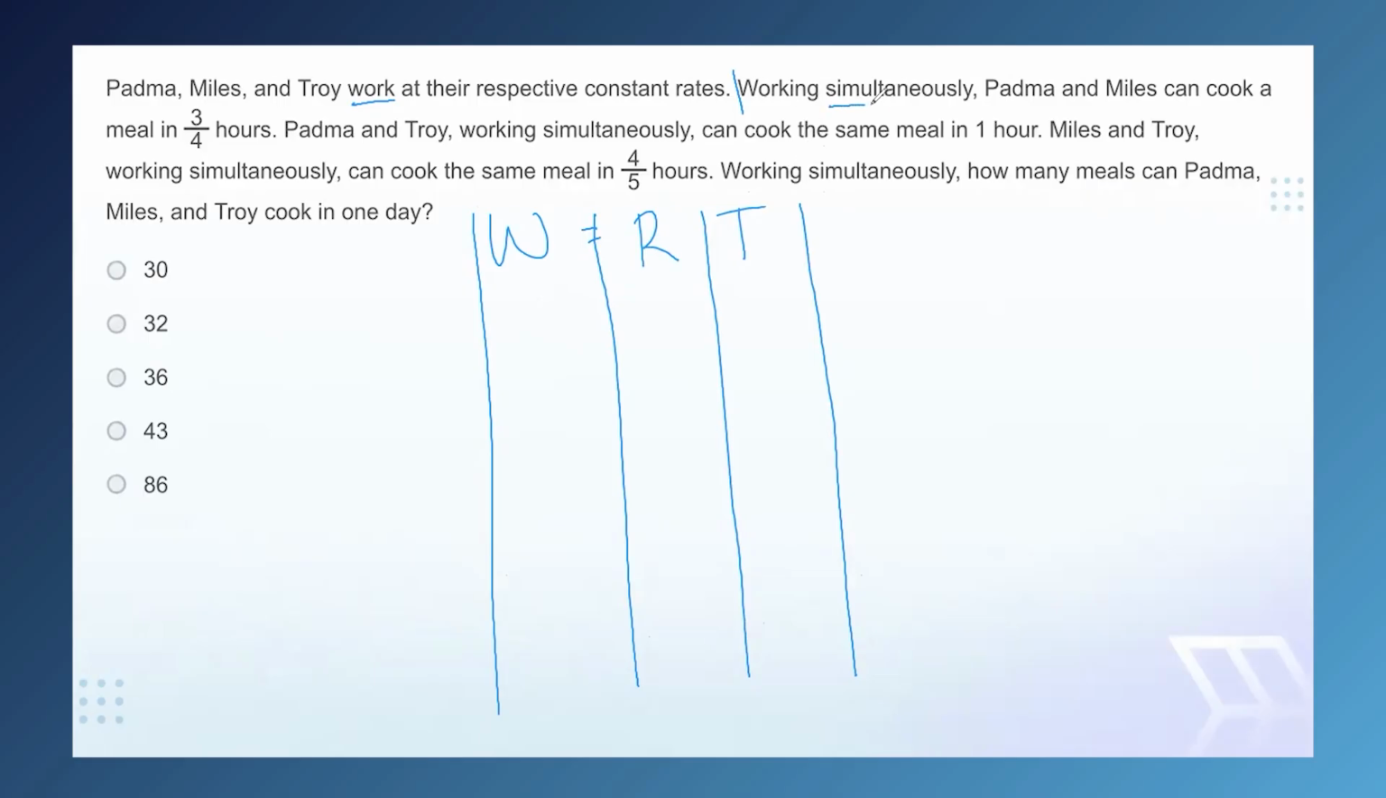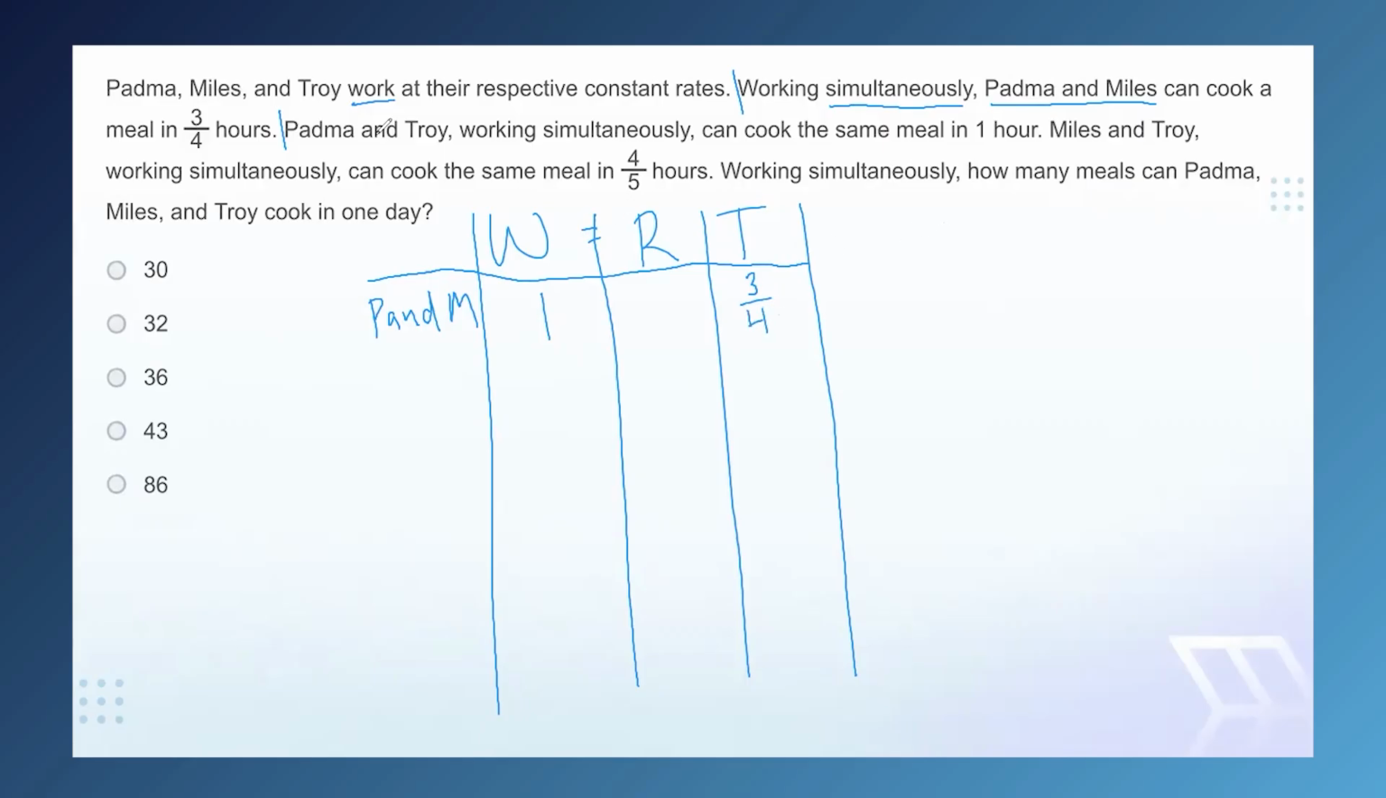All right, next sentence. Working simultaneously, Padma and Miles can cook a meal in 3/4 of an hour. Okay, so this is interesting. So instead of giving us an individual rate in this sentence, we are getting a combined rate. So P and M for Padma and Miles can cook one meal in 3/4 of an hour.